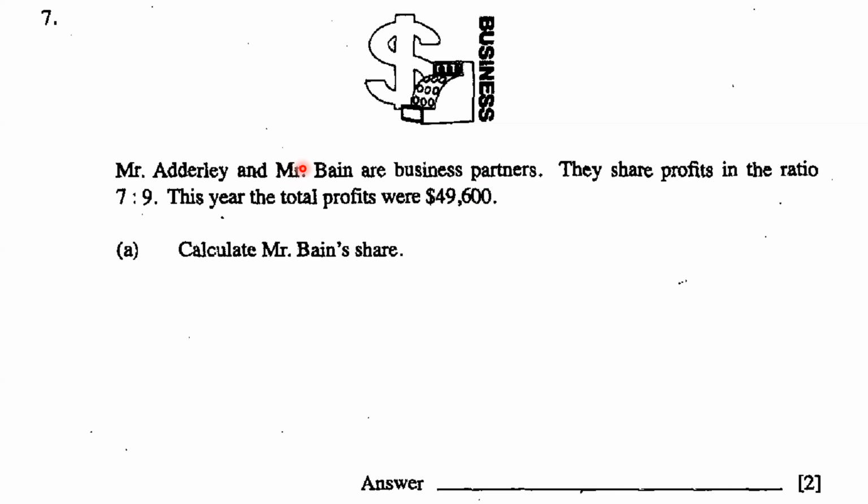So the idea here is that once we can figure out what one equal part is, all we have to do is multiply it by 7 to give Mr. Adderley his share, and multiply it by 9 to give Mr. Bean his share. Once we get that one equal part from the 49,600, we multiply it by 7 to get Mr. Adderley's share, and by 9 to get Mr. Bean's share. So that's our order of business. We're first going to figure out what one equal part is. Okay, so let's do that.